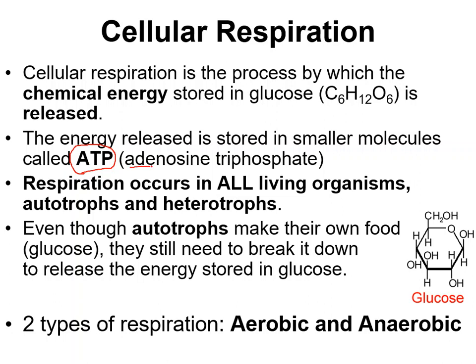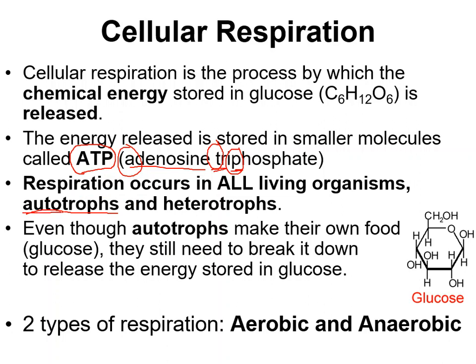ATP stands for adenosine. That's where the A comes from. Tri, meaning 3, phosphate, ATP, right? Remember that every organism needs energy, every organism needs ATP, therefore every organism has to do cell respiration. Even if you are autotrophic, even if you make your own food, right? So plants do cell respiration, bacteria do cell respiration, everything does cell respiration, right?